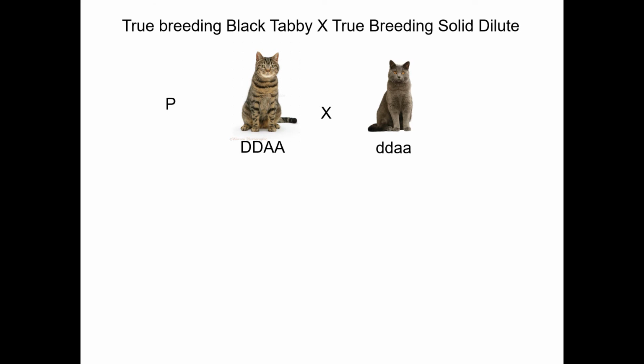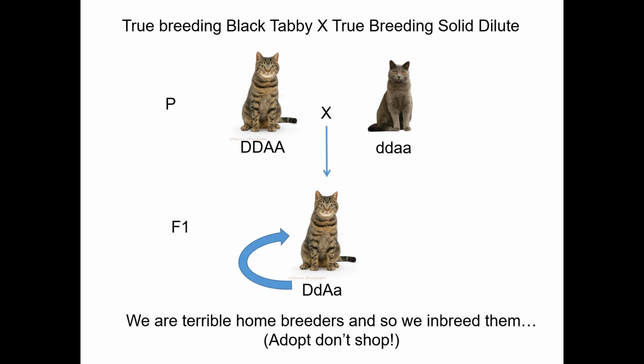Well, the cat on the left can only give dominant traits, and the cat on the right can only give recessive traits. This means that the cat that we get in the F1 is going to have one of each. It's going to be heterozygous for both traits, which means it's going to look like the parent on the left. It will have both a pattern and be black. Under normal circumstances, you should not do this, but we are going to be terrible home breeders.